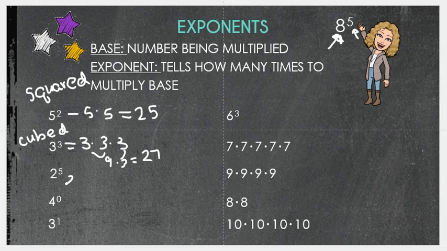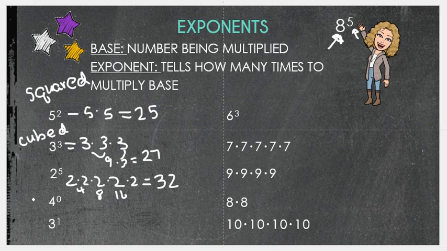2 to the 5th power is 2 times 2 times 2 times 2 times 2. So we've got it 5 times. Now, I'm not going to make the little arrows in here for the sake of space, but 2 times 2 is 4. 4 times 2 is 8. 8 times 2 is 16. 16 times 2 is 32. So 2 to the 5th power is 32.